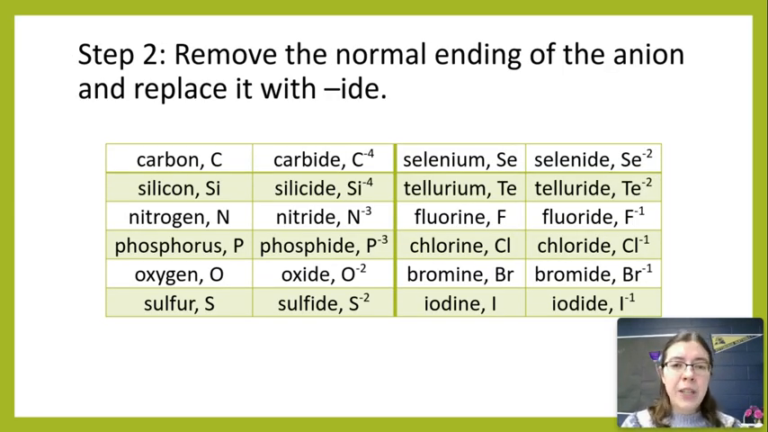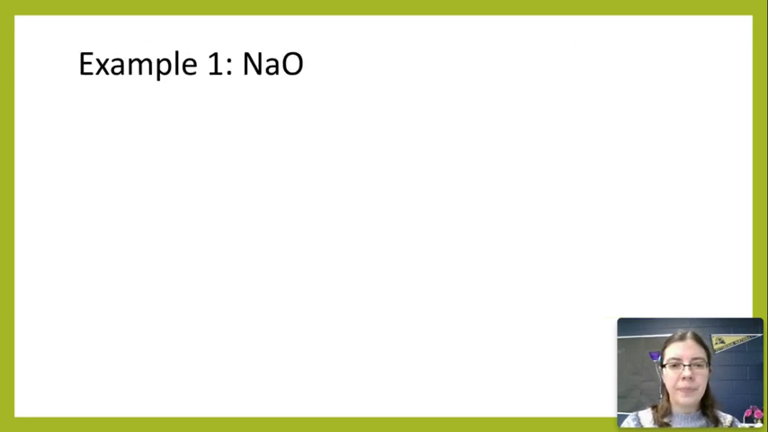Okay, so the next thing we need to do is for the anion, we take the normal ending, whatever it is, we take it off, and then we replace it with -ide. And most of these are probably going to sound familiar from daily life. So carbon becomes carbide, nitrogen becomes nitride, oxygen becomes oxide, fluorine becomes fluoride, like what's in your toothpaste. So all of these, make sure you're familiar with them, how to get those names. The -ide ending is what we're going to use for ionic compounds.